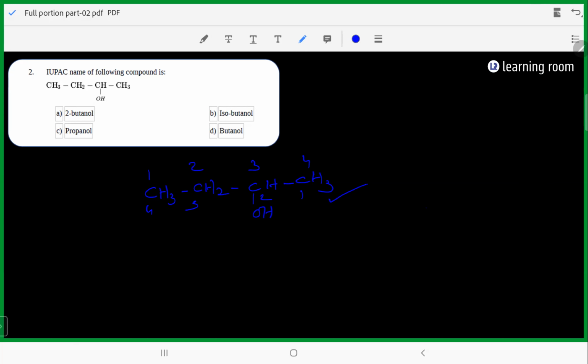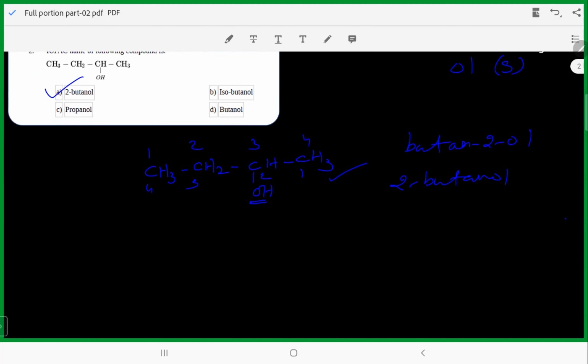So what is the root word? Root word may be but-, because four carbon is there, butane. So the alcohol is present, so alcohol is ending with OL. That you should add in the suffix only. So it will be butan-2-ol, butanol is the answer for that. So A is the answer.